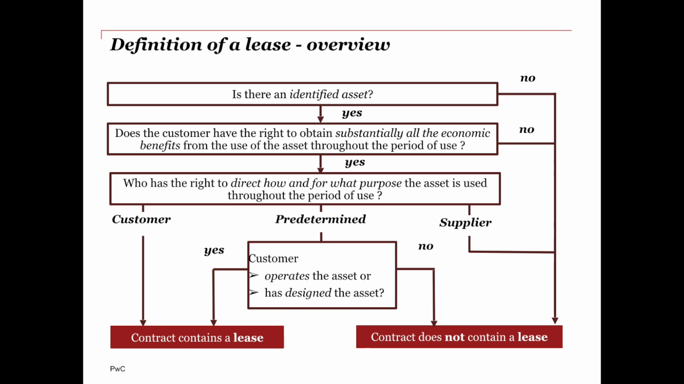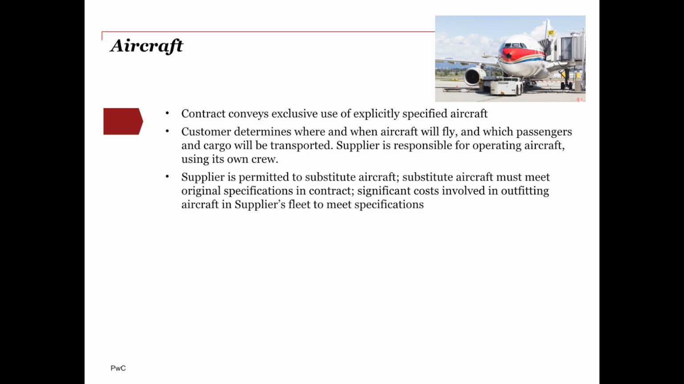The analysis of whether a contract contains a lease can be very complex, so it's probably worth illustrating the principle with an example. In this example, a contract conveys the exclusive use of an explicitly specified aircraft. The customer determines where and when the aircraft will fly, and which passengers and cargo will be transported. The supplier is responsible for operating the aircraft. The supplier is permitted to substitute aircraft. However, the substitute aircraft must meet the original specifications in the contract. Outfitting an aircraft in the supplier's fleet to meet those specifications will result in significant costs.